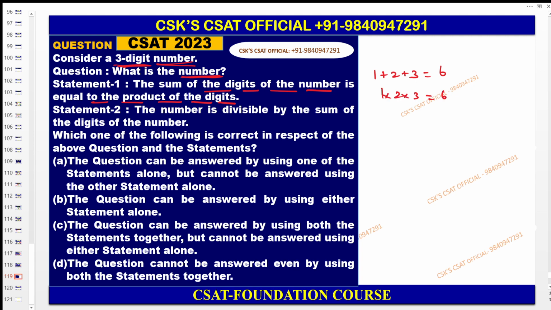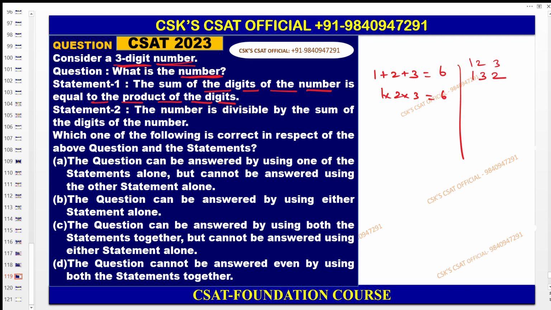Blindly, if you see this one, that statement looks correct. You can say the answer is that number, 1, 2, 3. But is that number 1, 2, 3 alone? Can we take 1, 3, 2? 1, 3, 2 is also right. Understood? Then what else is possible?